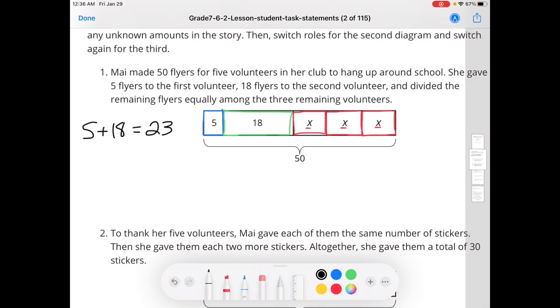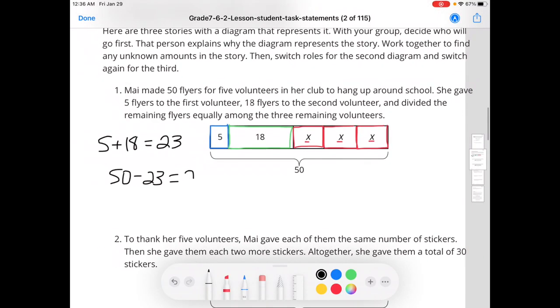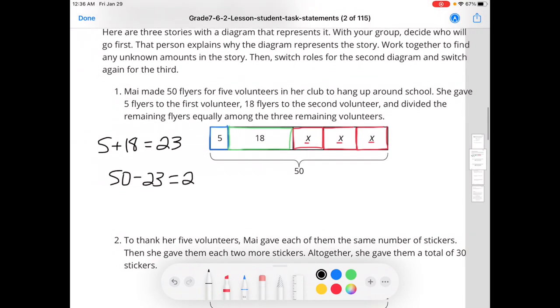So how many was left to distribute between the 3 remaining volunteers? Well, I know that I have 50 total flyers, and the first 2 volunteers have 23 of those. So that leaves me with 27 flyers. So that means between the 3 volunteers, I had to evenly distribute 27 flyers.